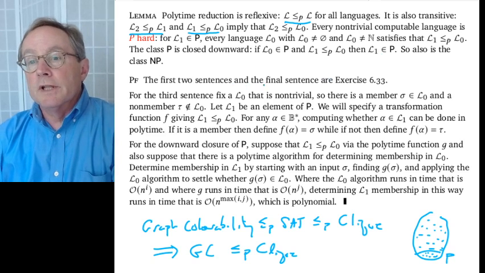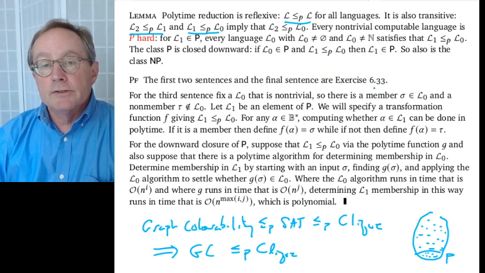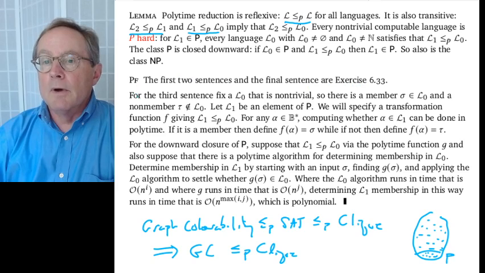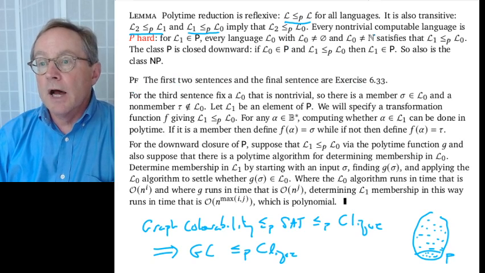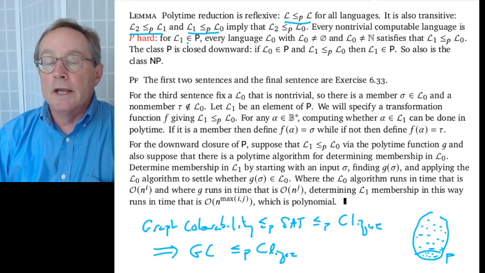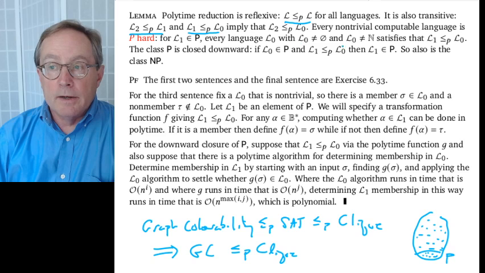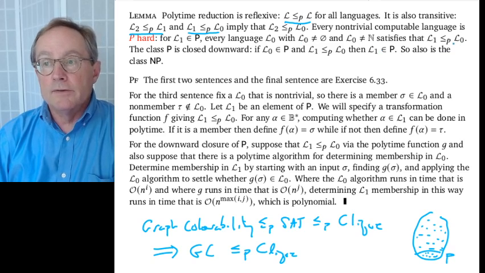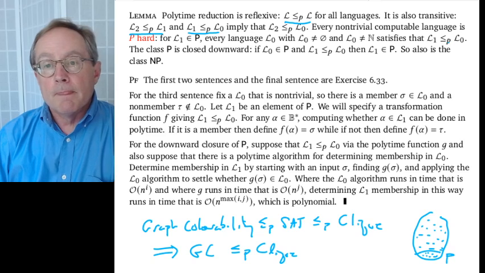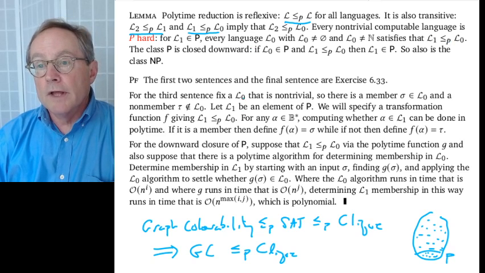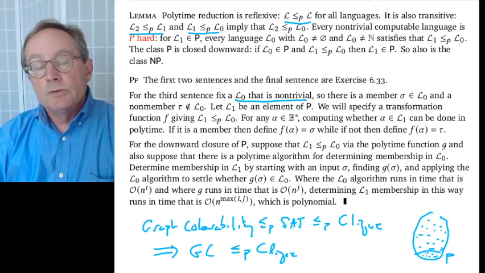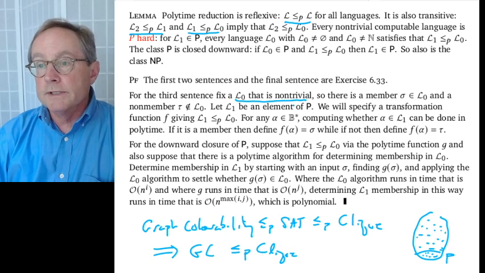So the first two sentences and the final sentence are an exercise. I don't think that a person would find them surprising. They need to be stated. The third sentence says that every non-trivial computable language is p-hard. That if you have a language in P and a non-trivial language, then L0 is greater than or equal to, that is to say L1 polytime reduces to L0. All right, so I'm going to pick an L0 that's non-trivial. This is one of these arguments where you just sort of start writing and it all works out.